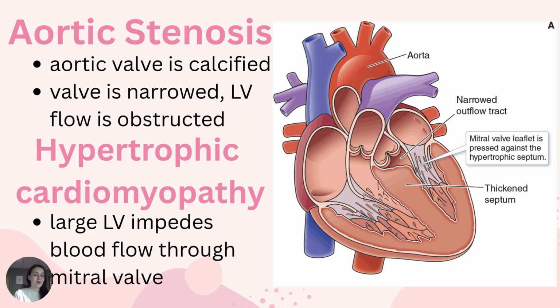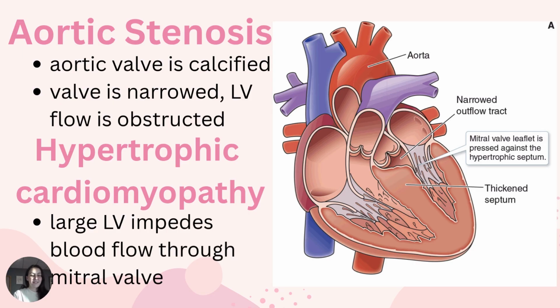And then hypertrophic cardiomyopathy. Large left ventricle impedes blood flow to the mitral valve. So your muscle wall is going to get so thick that your valves can't open and close properly.